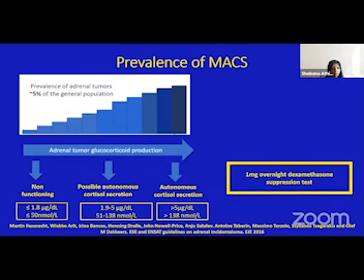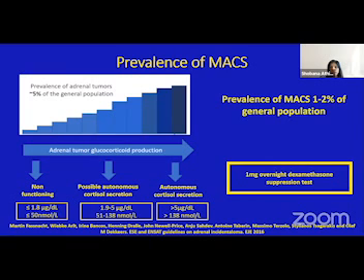Based on this test, if the cortisol following low-dose dexamethasone suppression is less than 1.8 micrograms per deciliter, we would say it's non-functioning. Between 1.9 and 5 is possible autonomous cortisol secretion. And if it's more than 5, it's confirmed autonomous cortisol secretion. Based on these guidelines, in recent reported studies, the prevalence of MACS is up to 1 to 2% of the general population.